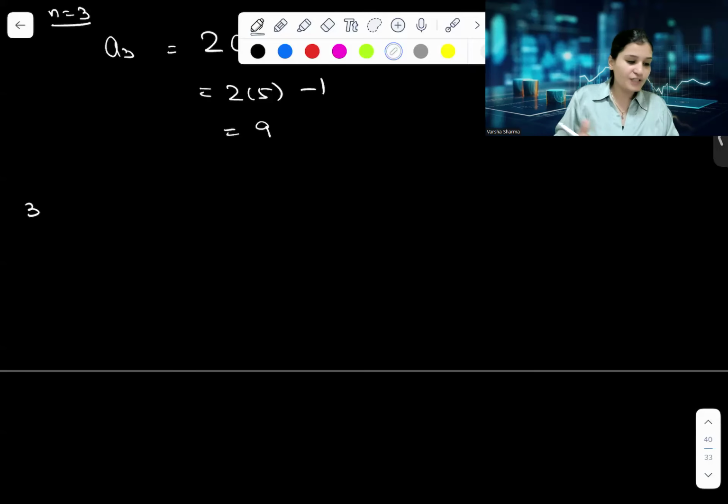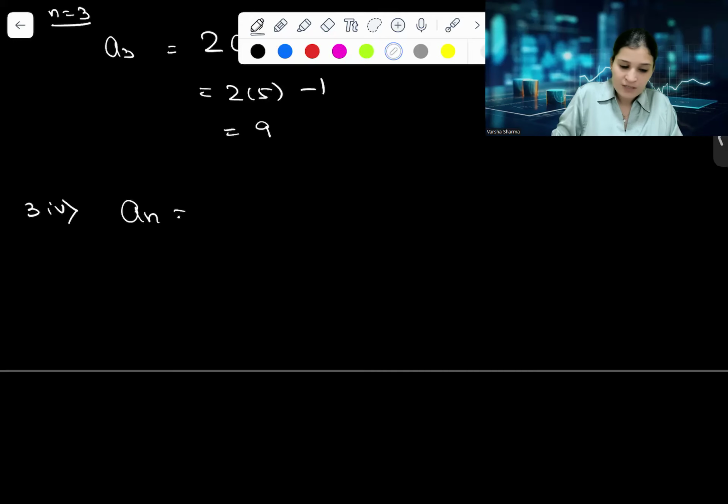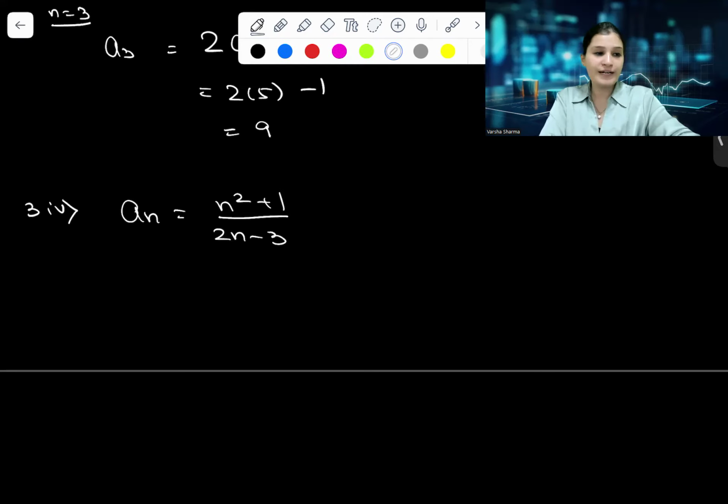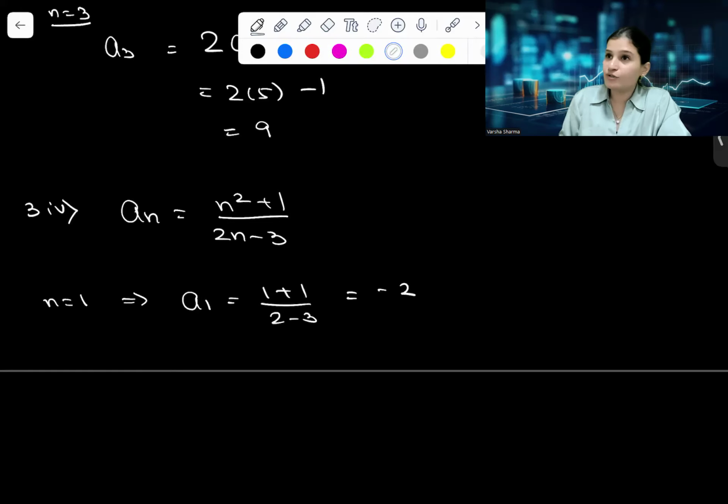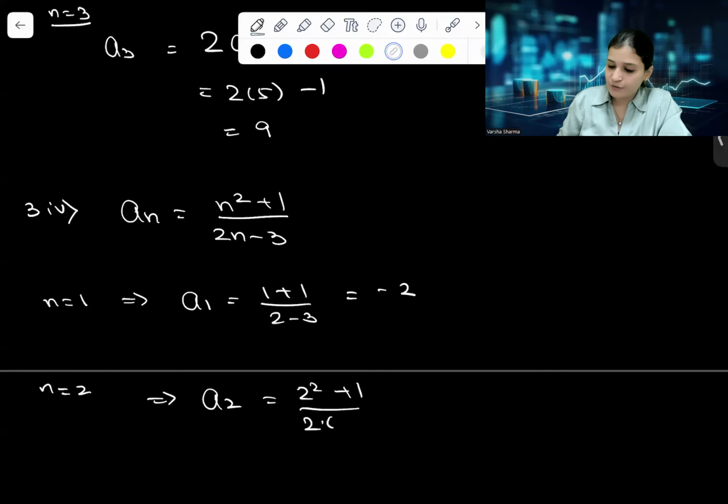Okay. Next, question number 3. It asks us to find the first 5 terms. For example, the fourth one: a_n equals n squared plus 1 upon 2n minus 3. What we want to find out are the first 5 terms, that is a1 to a5. So we'll put the values from n equal to 1 till n equal to 5. For n equal to 1, I'll have a1: 1 squared plus 1, over 2 minus 3. Answer: minus 2. I put n equal to 2. I'll have a2: 2 squared plus 1, 5, over 2 into 2 minus 3, which is 1. So 5 by 1, 5.